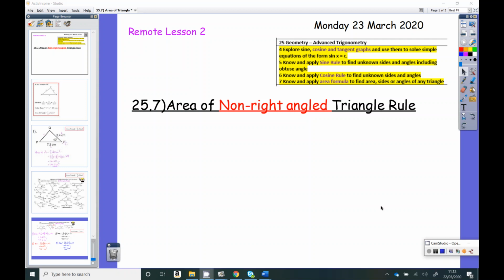So today's lesson is a little topic that we need to cover, so at least it will get you into the swing of things. So I'm calling this Remote Lesson 2, Remote Lesson 1 having been going over the Lent test. So copy this down into some paper please. 25.7, we're working out the area of a non-right angled triangle.